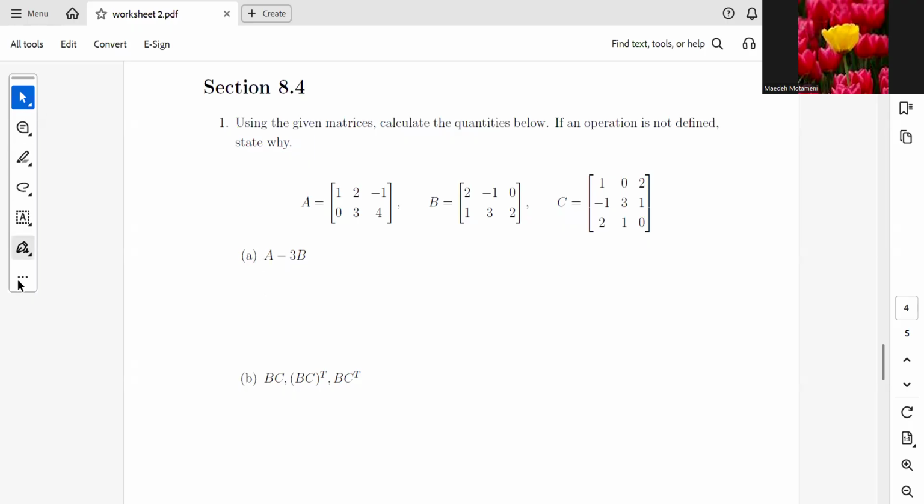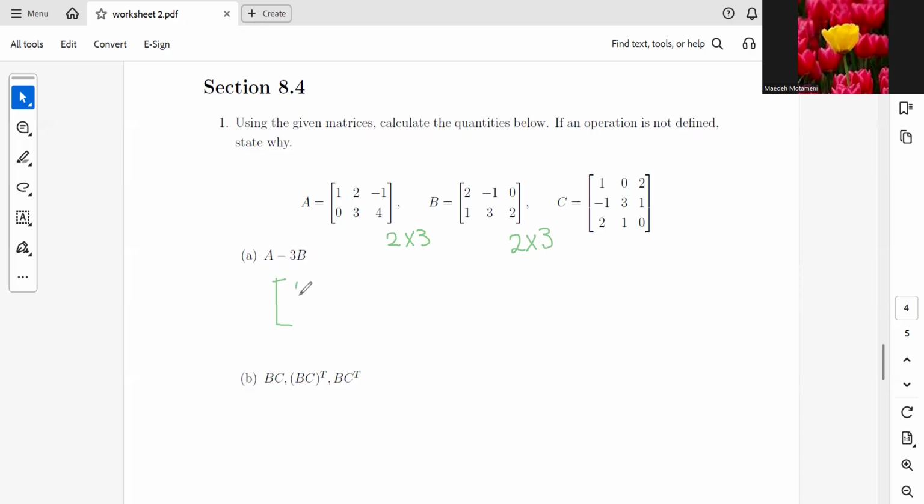First of all, we know that A is of the size 2 by 3 and B is of the size 2 by 3. Since these two matrices are of the same size, we can subtract them, even if we multiply the second one by 3.